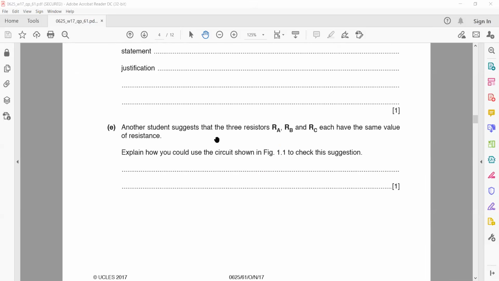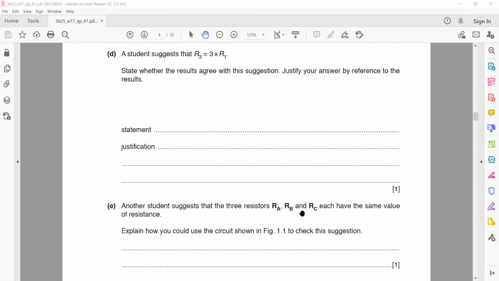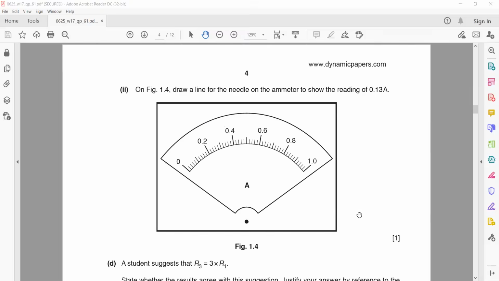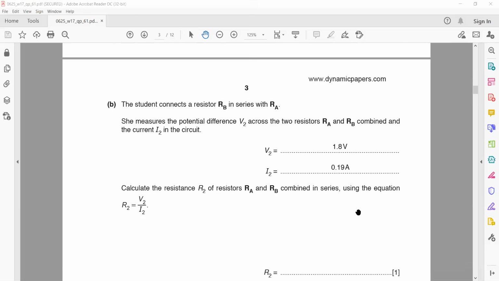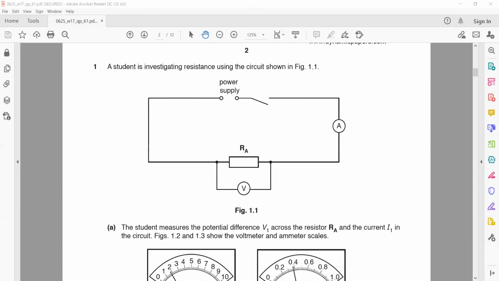Then another student suggested that three resistors RA, RB and RC have the same value of resistance. Explain how you could use the circuit in figure 1.1 to check this suggestion. So in this circuit, what can we do to confirm this suggestion?